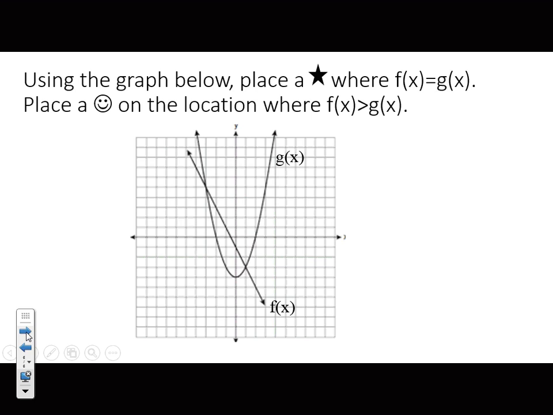And last but not least, our last example, we're going to use the graph below, and we're going to place a star where f of x equals g of x, and we're going to place a smiley face in the location where f of x is greater than g of x. So when we're looking at this, our stars go where they intersect. So we're going to have a star here and here. That's where the graphs intersect. Now when it's greater than, that's going to go on our line when it's inside the parabola. So for greater than, you could have a smiley face anywhere on here. All right, ladies and gentlemen?